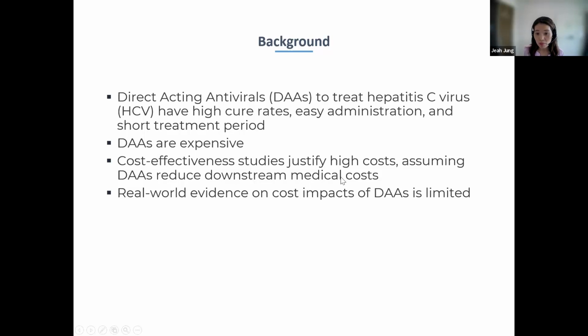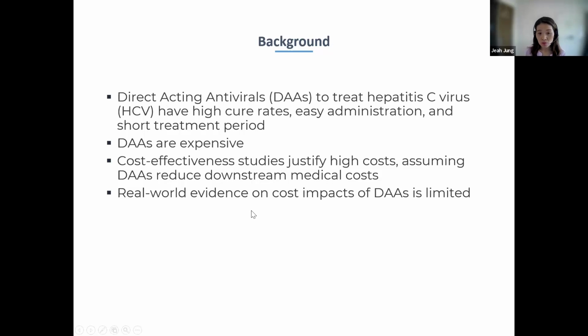The way they calculate the medical cost is, once you are cured, it means that in your body there is a very minimal viral load. So if you don't have a viral load in your body, you don't develop complications. So they actually simulate how much they can save in medical costs in cost-effectiveness studies.